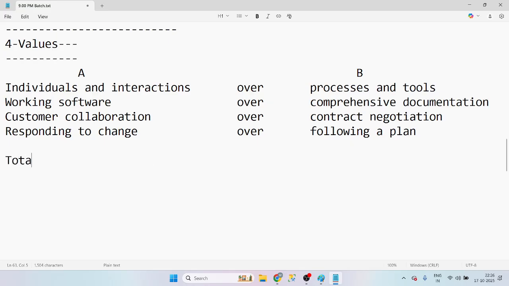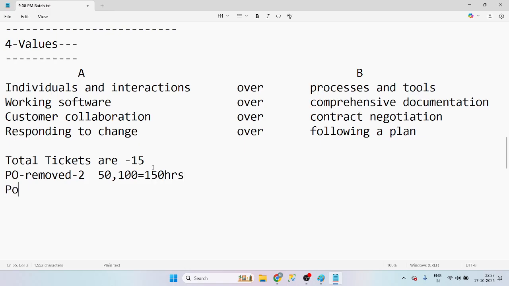Total tickets are how many, guys? 15. Now the PO removed 2 tickets. The first ticket is 50 hours. The second ticket is 100 hours. Total how many, guys? 150 hours.